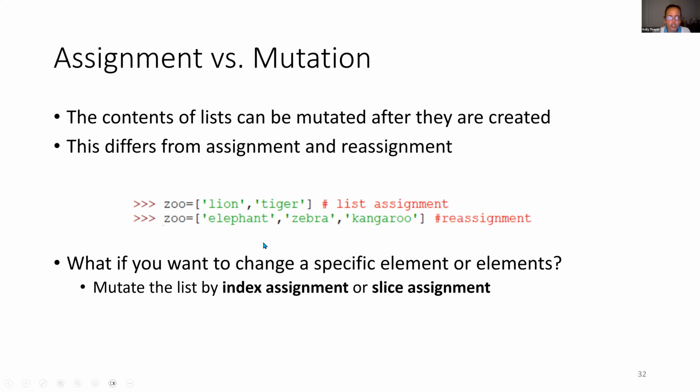So what if you want to change a specific element or elements inside the list? This is able to be done using the index assignment or the slice assignment. Now, we've been able to index and slice on strings, but we've never been able to go in and actually change just one character in the string. You just had to rewrite the whole string. So what we're saying here is we can go in and we can change a piece of the list. And that's what's really special about assignment.